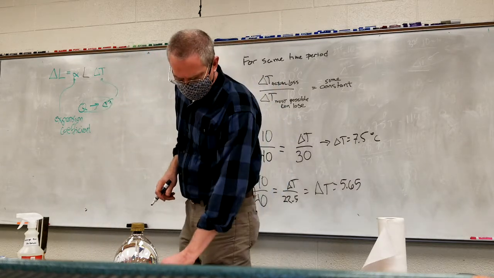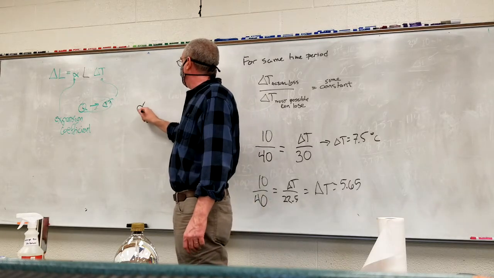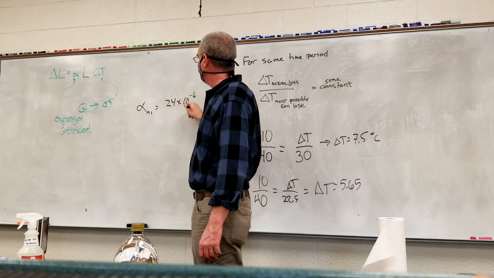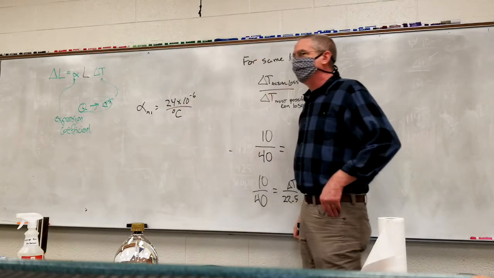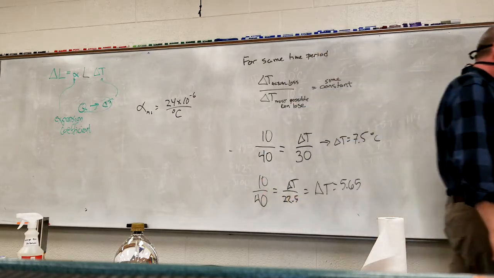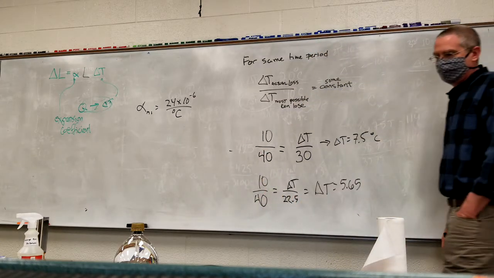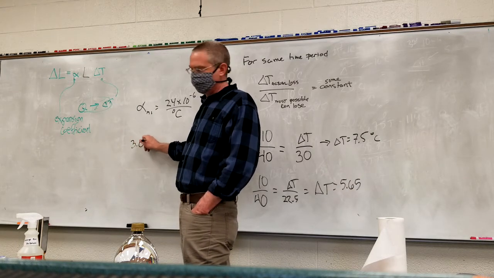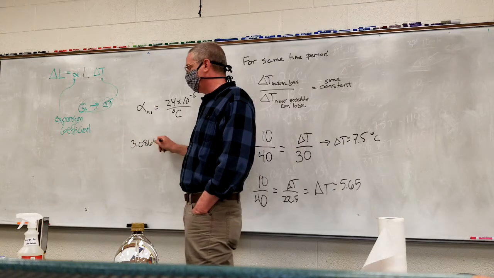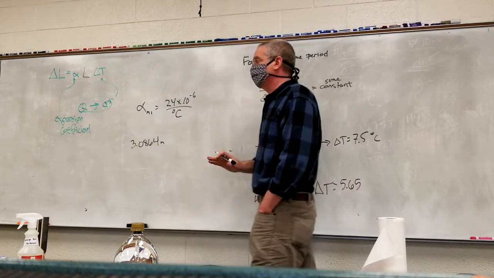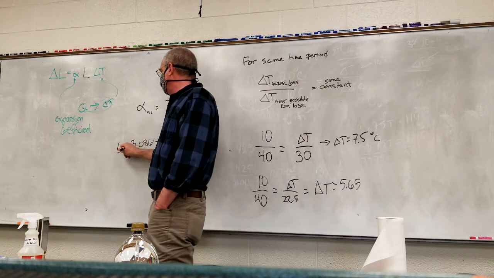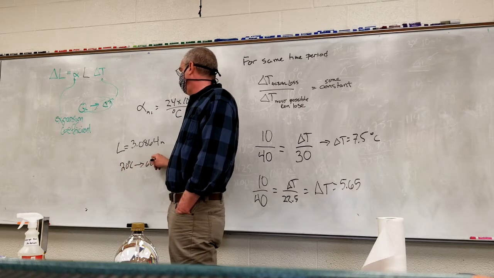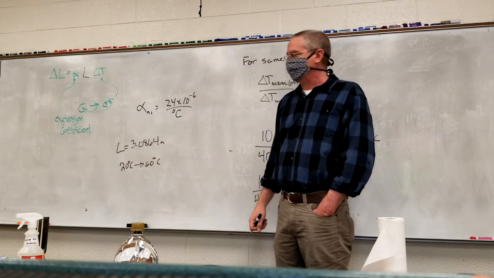So if we were dealing with aluminum, alpha for aluminum is 24 times 10 to the negative 6 per degree Celsius. There are no units on top. It's a factor for each degree Celsius. So if I have an aluminum rod of 3.0864, this number comes from an earlier part of this exercise, which I'm skipping over right now. So let's say the original length is this. I heat it from 20 degrees Celsius to 60 degrees Celsius. How much does it expand?